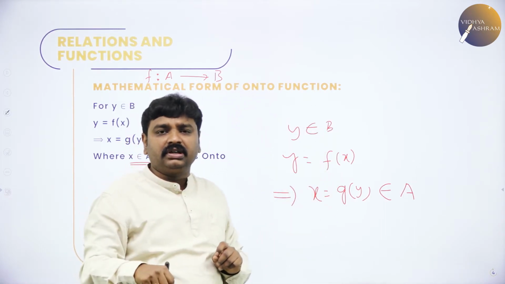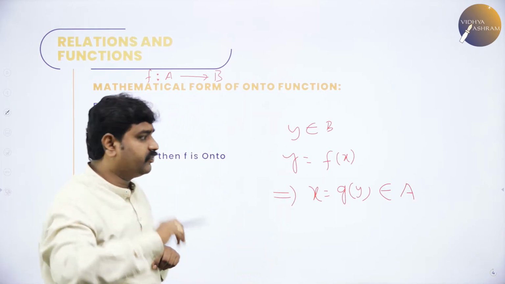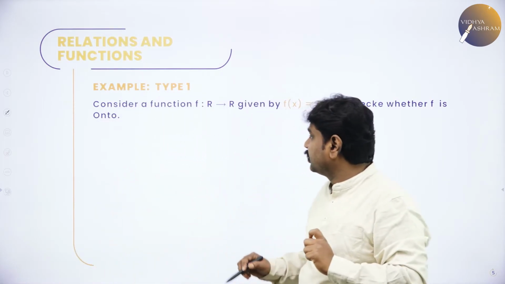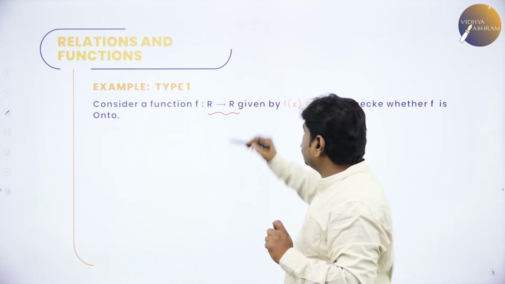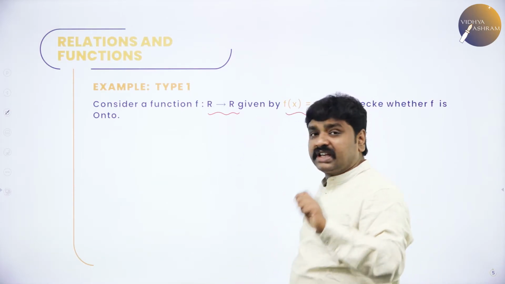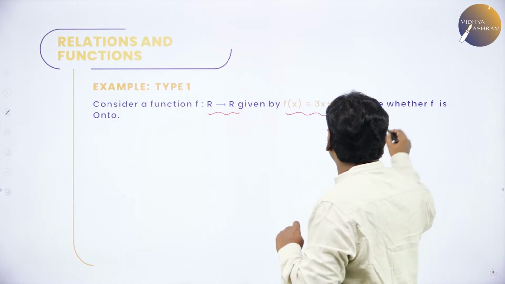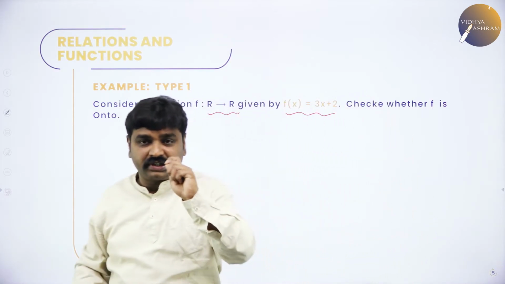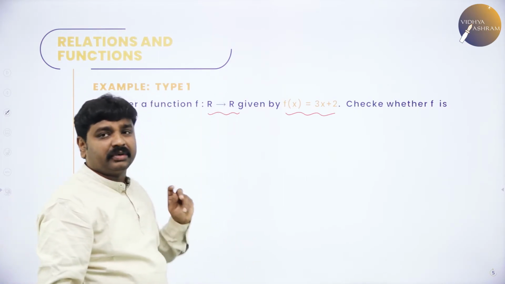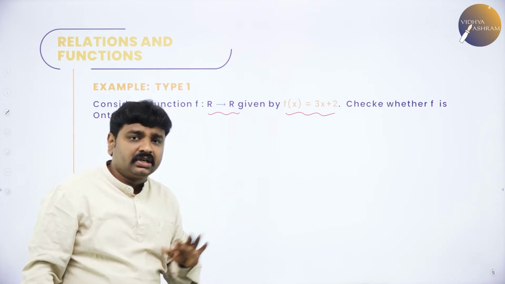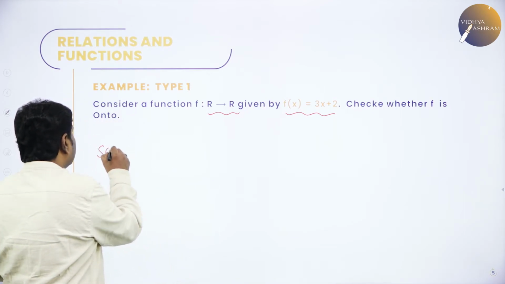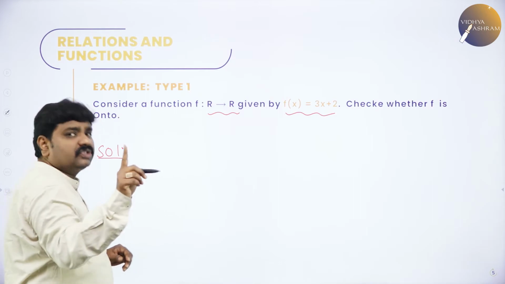To make you understand better, we will take a type 1 problem. Example type 1: they gave f of x. Consider a function f maps R to R, meaning your domain is real numbers and codomain is also real numbers. f of x is given as 3x plus 2, a linear equation. And check whether f is onto. Onto means every element in the codomain should act as image. Real numbers, is it a finite set? Real numbers is not a finite set. So therefore we will generalize. So it is onto. A linear equation over real numbers is onto.